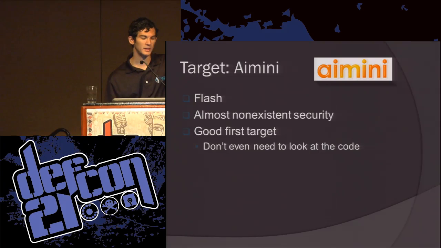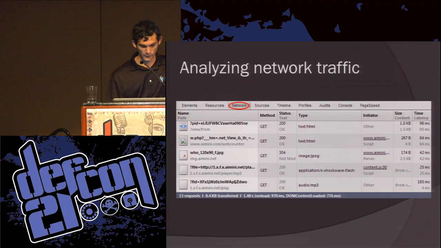So first target is a meanie. This is a really great first target. They're a Flash-based service, but they use JavaScript to load. And they have almost no security. I was able to exploit these guys without looking at any code. So this is the page with the network traffic. I've circled the network tab. And at the very bottom, you can see that we have an audio/MP3 file, which is actually what we're looking for.